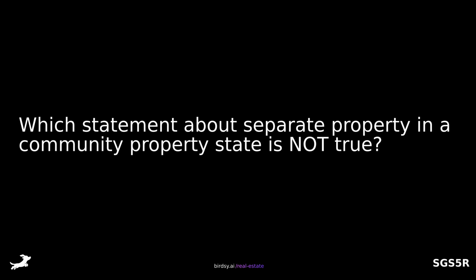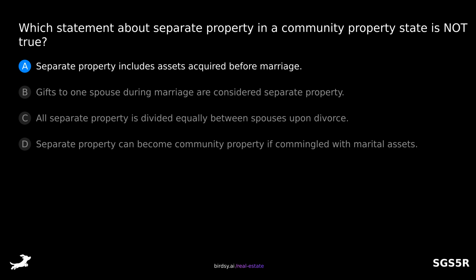Which statement about separate property in a community property state is not true? Is it A, separate property includes assets acquired before marriage? B, gifts to one spouse during marriage are considered separate property? C, all separate property is divided equally between spouses upon divorce? Or D, separate property can become community property if commingled with marital assets?